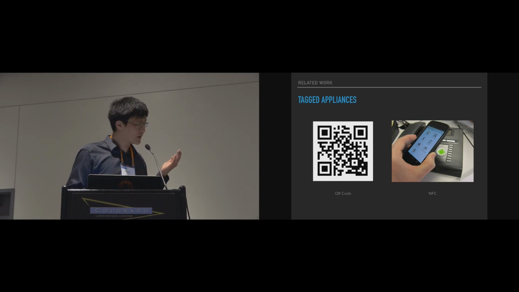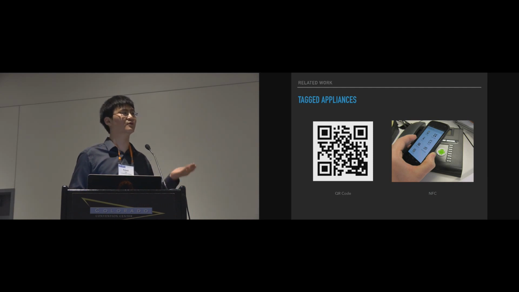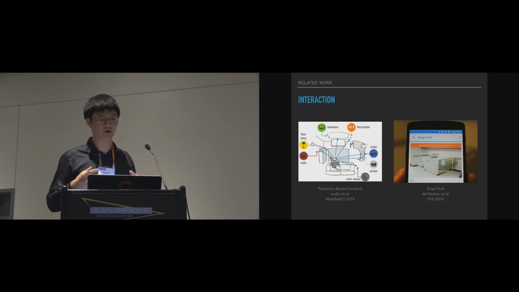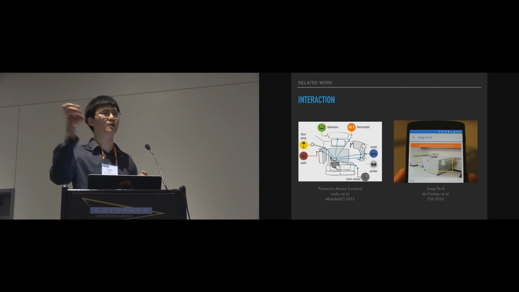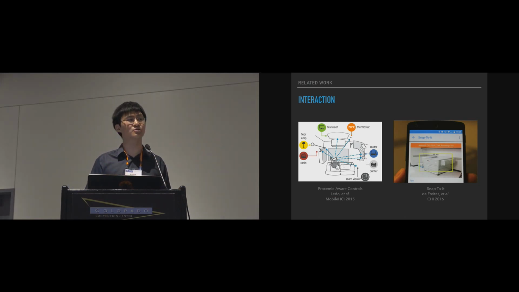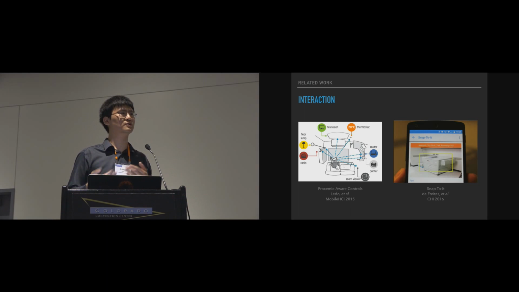Because if you say all of these devices have to be tagged already in order for you to use them, an untagged device is actually kind of useless to you. So closer to our work are systems that detect uninstrumented appliances. For example, proximity-aware controls, on the left, use a tightly calibrated room where all the objects are predefined, and the location of the phone within that room determines what interfaces show up. Snap to it, presented at CHI last year, is a little bit closer yet. It uses a phone camera to detect uninstrumented appliances and present an interface. So a similar idea, but with a very different sensing technique.